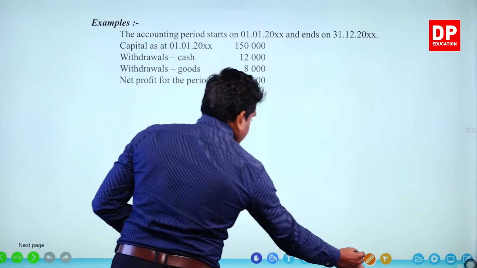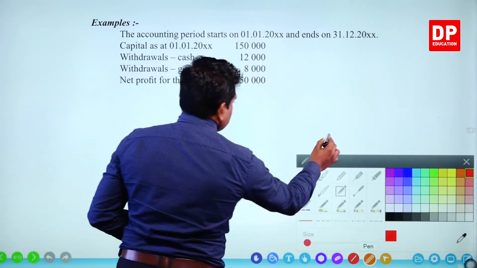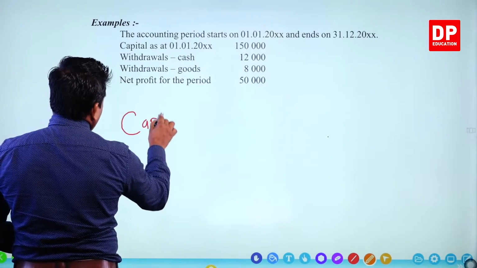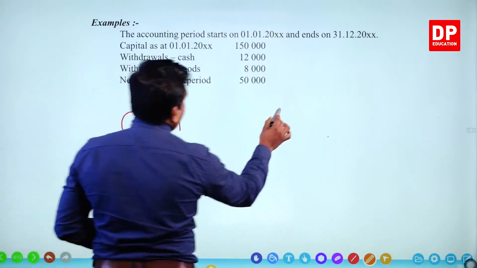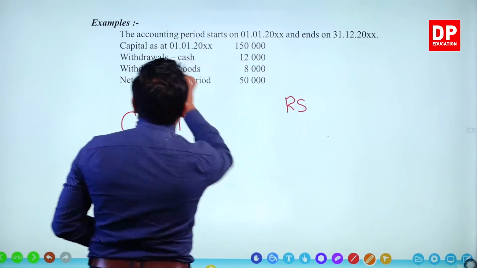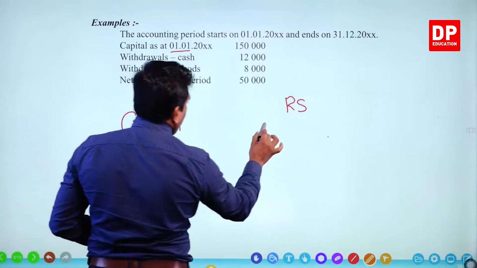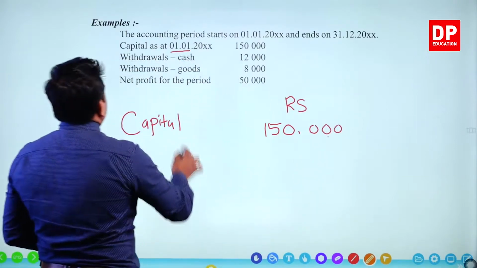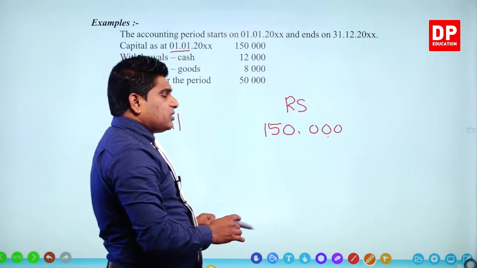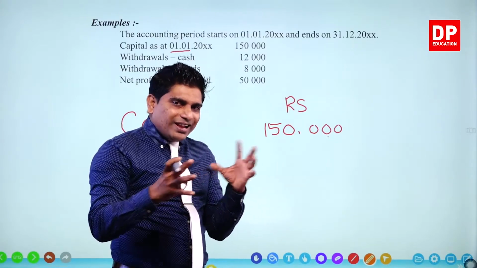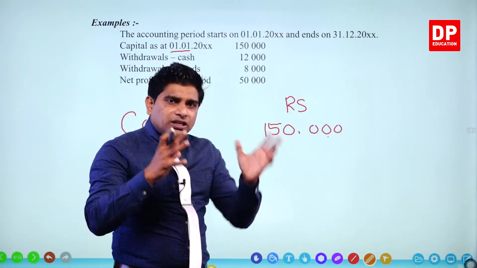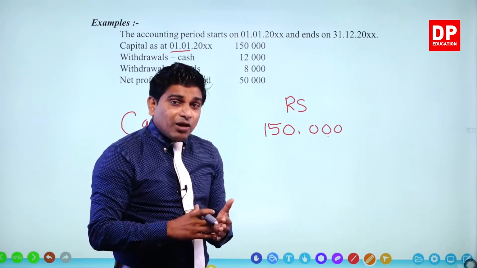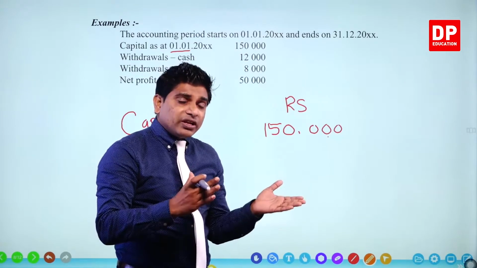Now, capital. At the beginning, how much capital did they have? 150,000. This is at the beginning, 1st of January, right. There are two withdrawals. Before the withdrawal, it's better if you can add something here. They have given not income, not expense, but the final result. What is that? Net profit. It's like income, no? What happened to equity? Increases.